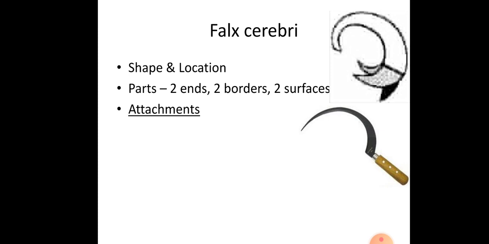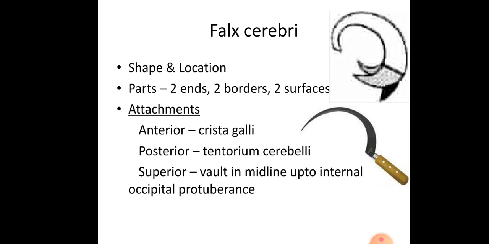About the attachments, whenever you are asked about the attachments, you should say the anterior end is attached to the crista galli, the posterior end is attached to the tentorium cerebelli, then the superior border is attached to the vault of the skull. Also, between the vault in the midline and the crista galli, there is a frontal crest. Posteriorly, it reaches up to the internal occipital protuberance. The posterior end is attached to the tentorium cerebelli. The attached border reaches posteriorly up to the internal occipital protuberance. Don't confuse between these two.